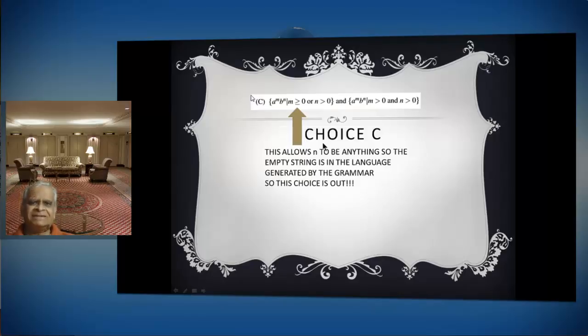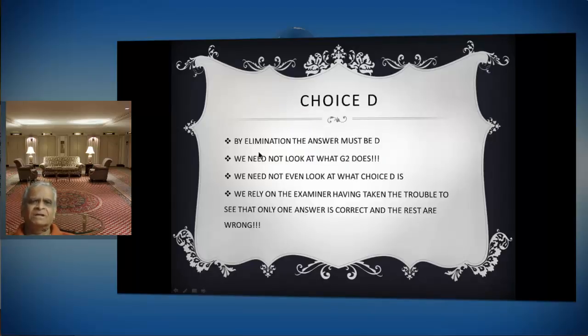Let's consider choice C. Here we have an OR. It allows N to be anything. So the empty string is in the language generated by the grammar. So this choice also is out. So the empty string is not there in G1. G1 is A star B plus. In other words, we are going to have at least 1 B in G1. This we have a choice of just having epsilon. So choice C is not valid. By elimination, the answer must be D.